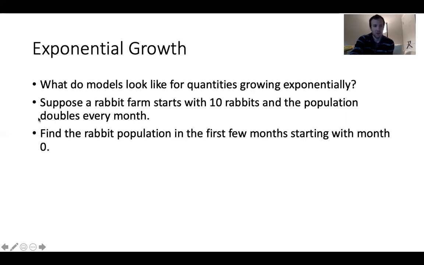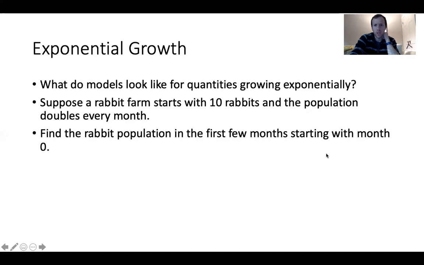So talking about populations, suppose you have a rabbit farm, you're starting with 10 rabbits and the population doubles every month. So what does the population look like over the first few months? We'll say month 0 is when you get your 10 rabbits, before any time has passed.